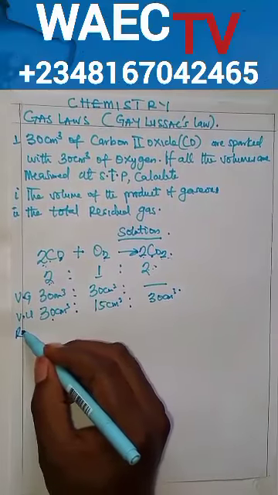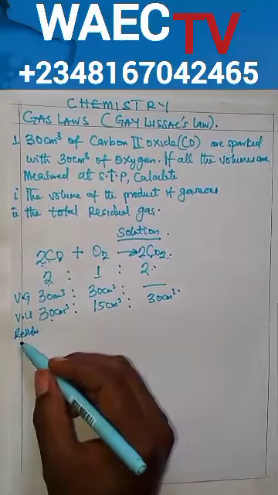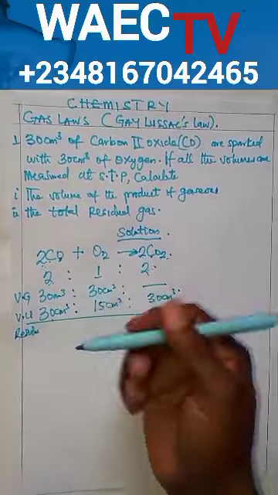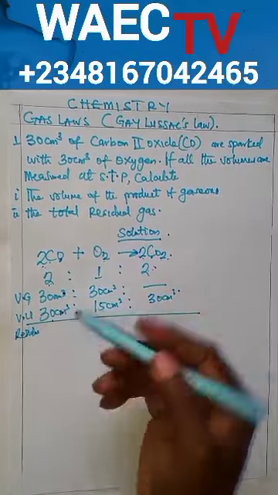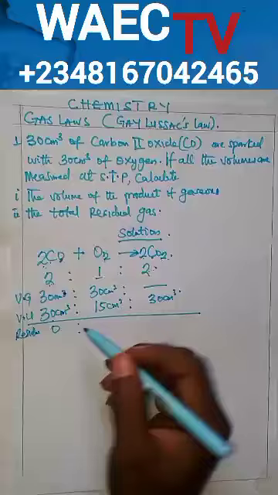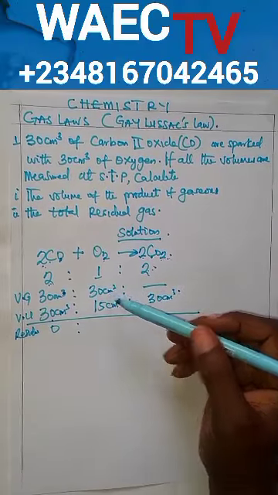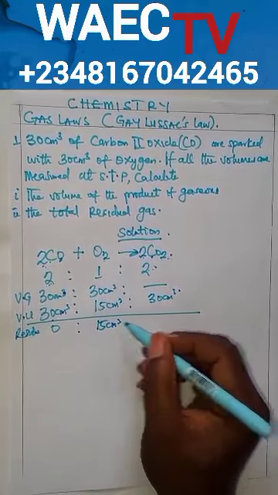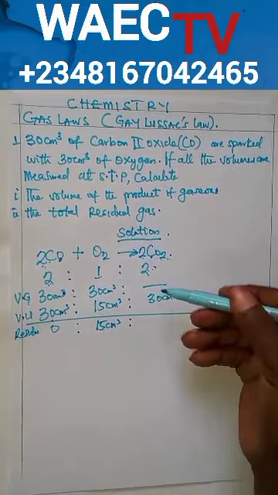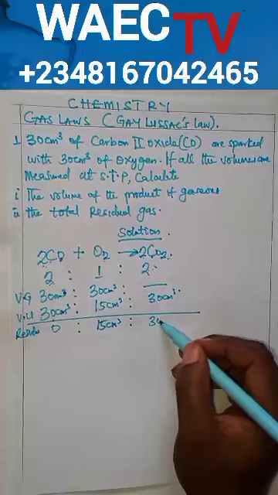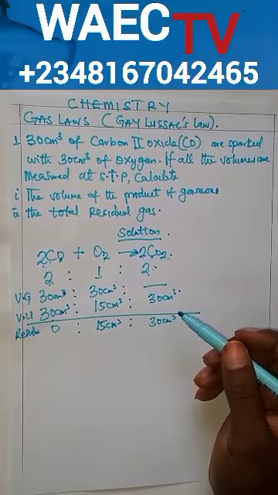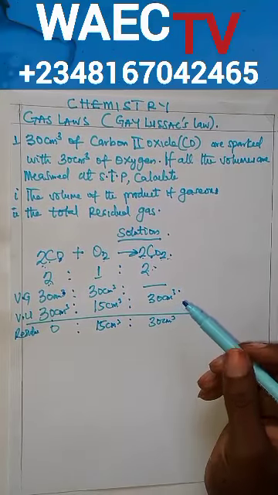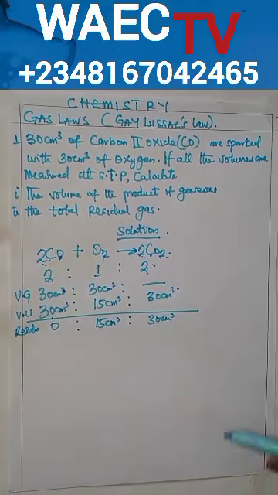Now, let's look at the residue. What is remaining? Now on the residue for CO, I was given 30, I used up 30, so this is 0. Now for oxygen, I was given 30, I used up 15, so I have 15 cm³ here. And then for the product, I was not given anything, but I have 30 cm³ of the product left in the system.